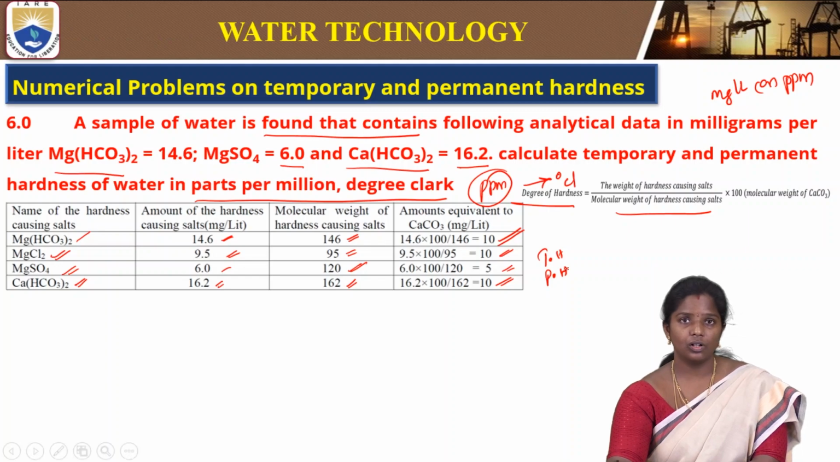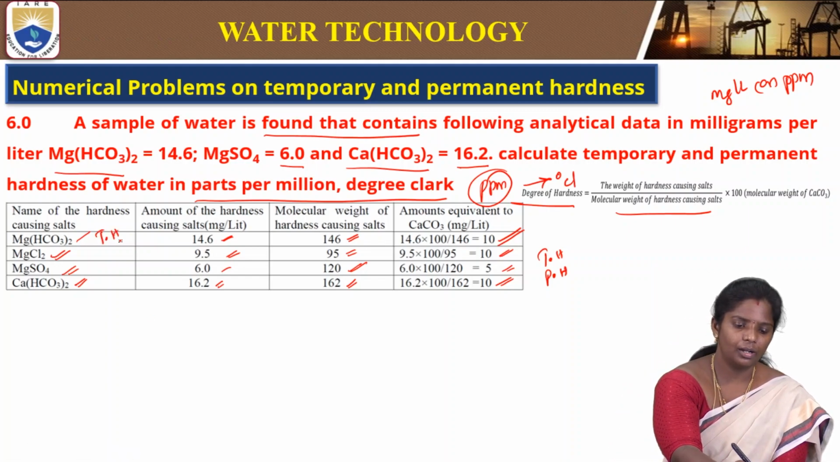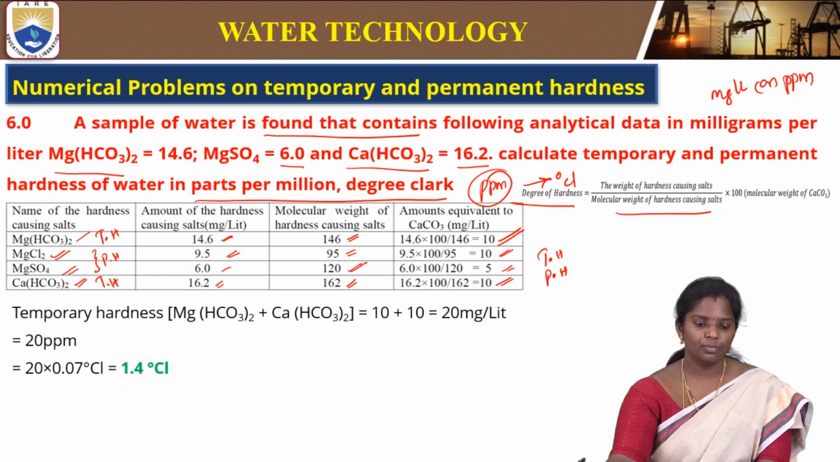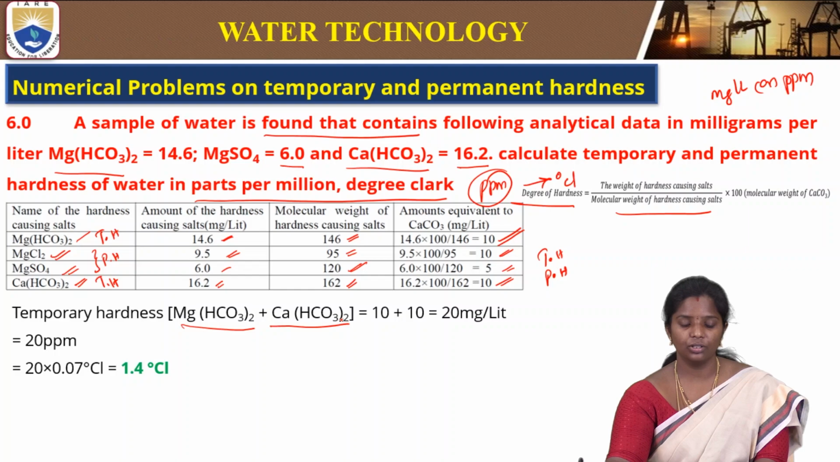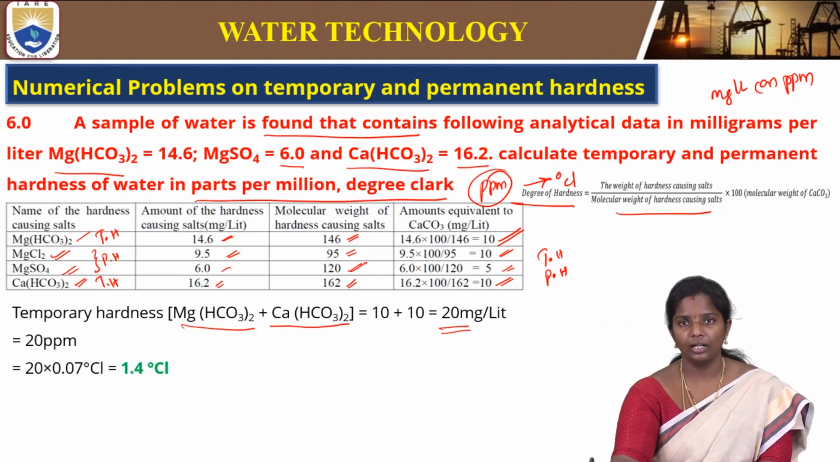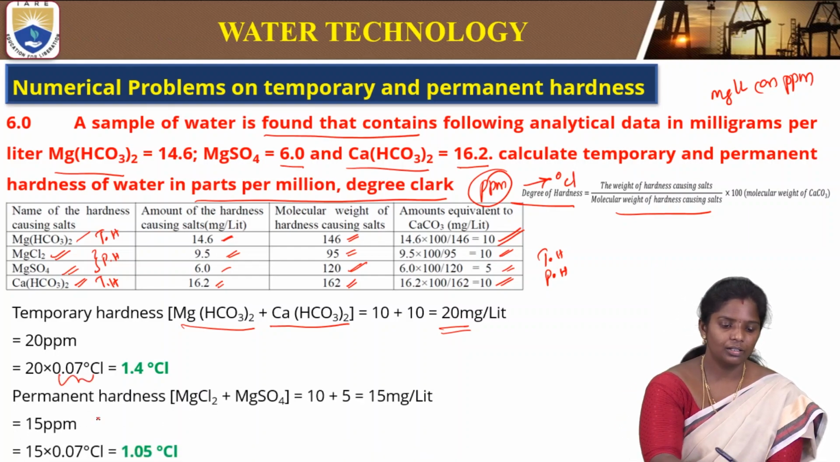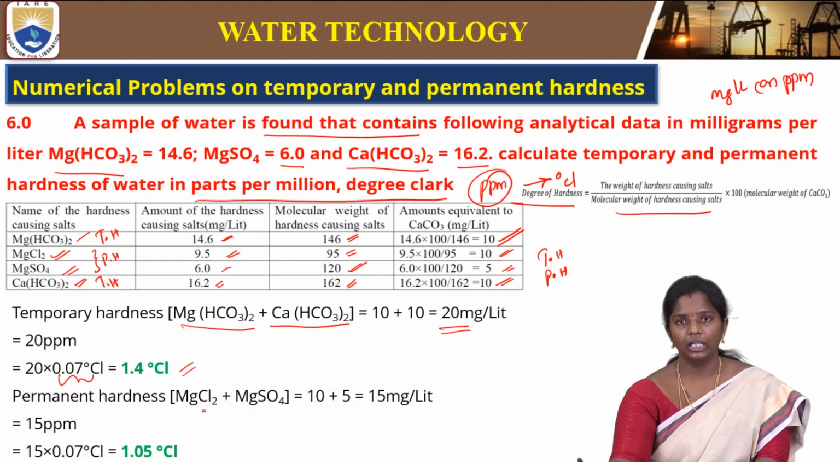So what are the salts that are causing temporary hardness here? Bicarbonates cause temporary hardness, and the other two are permanent hardness causing salts. So temporary hardness is due to bicarbonates of calcium and bicarbonates of magnesium. So 10 plus 10 we get 20 mg per liter, that is causing temporary hardness. Next, converting into degree Clark, multiply with 0.07 and we get 1.4 degree Clark.